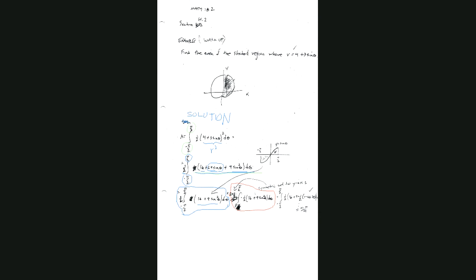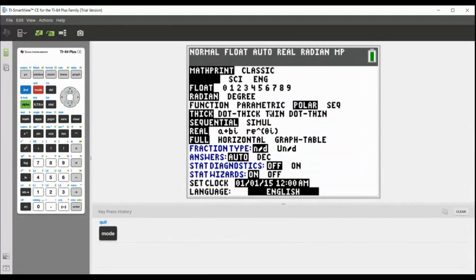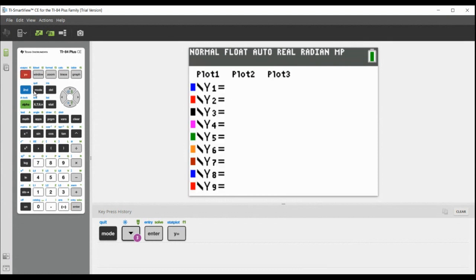Okay, so 16 plus 9 sine squared. Let me go into my application. Now what I want to do is just graph it like a function, because what I'm trying to do is see if this function should be symmetric about the y-axis. Okay, but I'm just trying to show you, rather than just say it is, I want to show it to you.